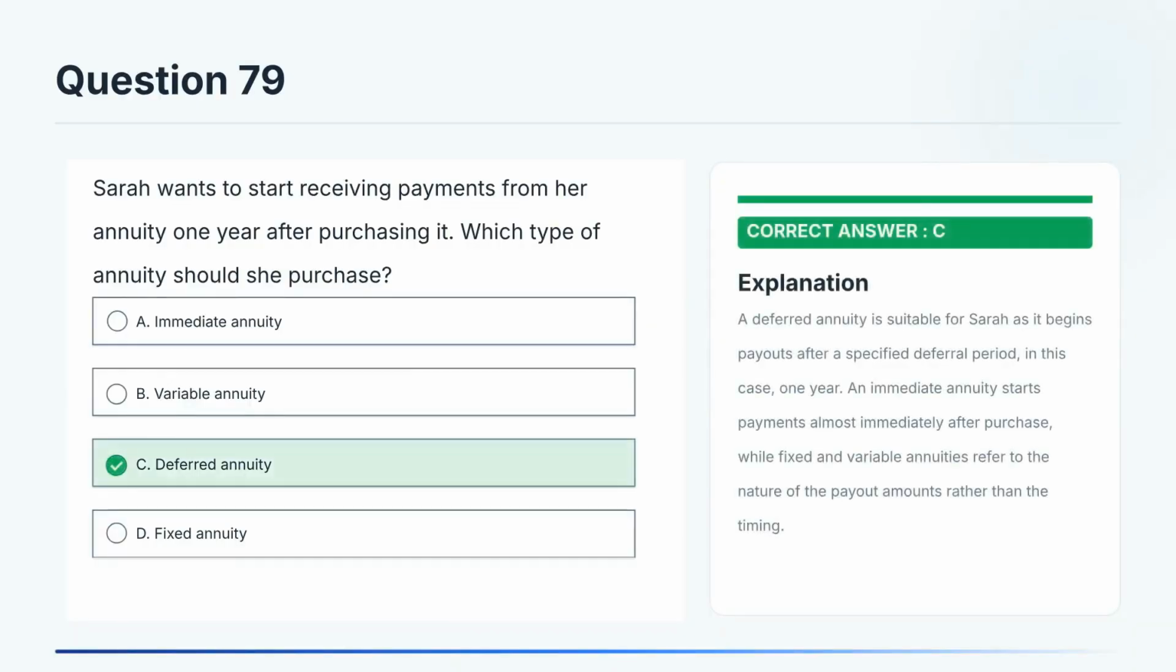The answer is C. Deferred annuity. A deferred annuity is suitable for Sarah as it begins payouts after a specified deferral period, in this case, 1 year. An immediate annuity starts payments almost immediately after purchase, while fixed and variable annuities refer to the nature of the payout amounts, rather than the timing.